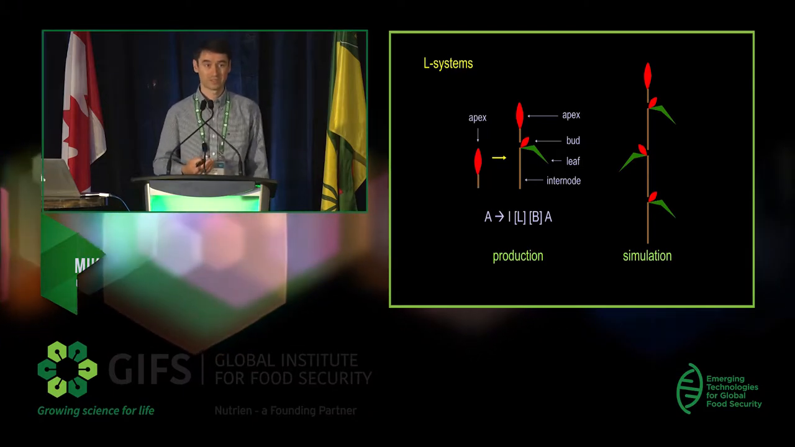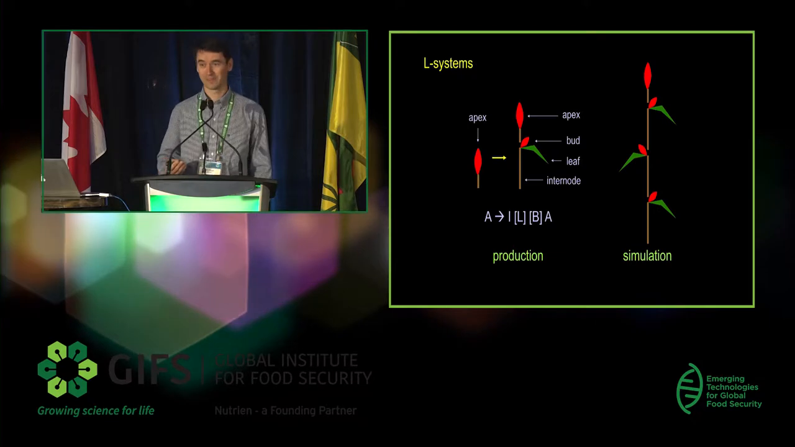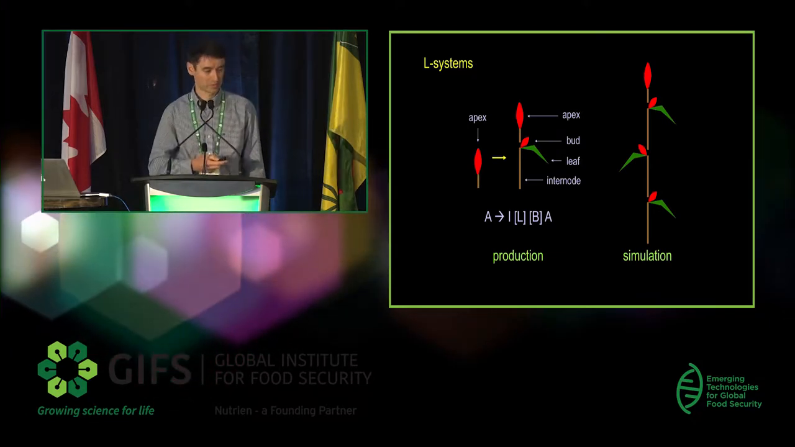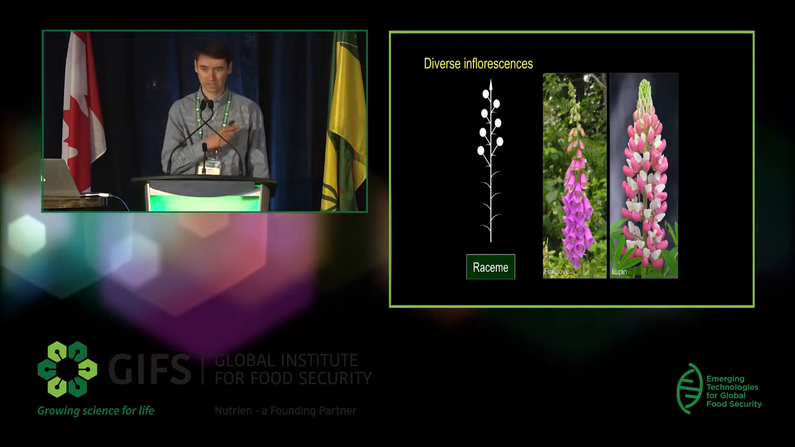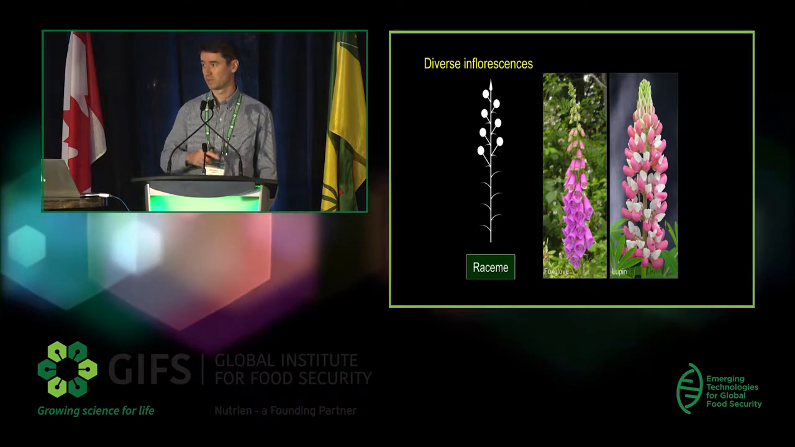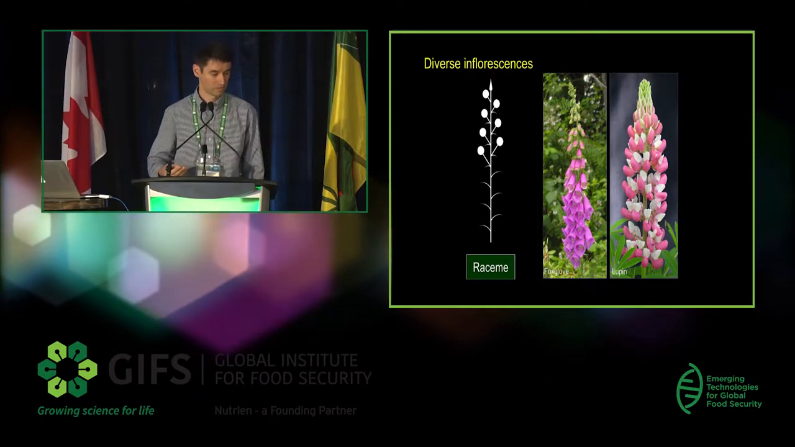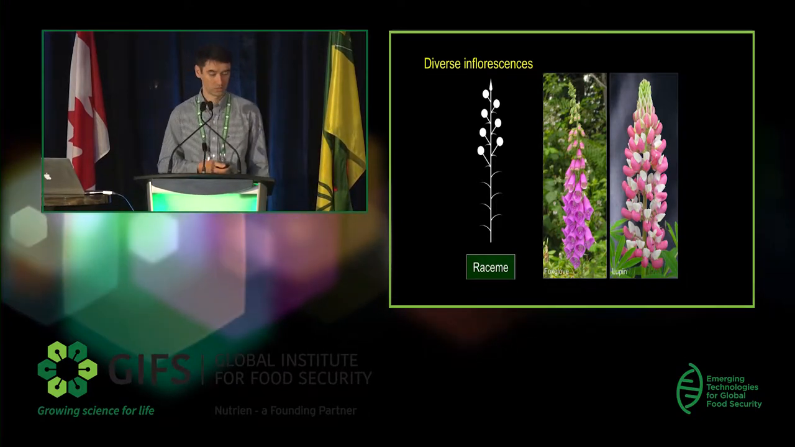Okay, now we can use these L systems to help us study the diversity of plant architecture we see in nature. As an example, I want to start with the diversity of inflorescences. If we take that simple L system I just described and specify that the behavior of lateral apices is to produce a terminal flower, then we can model inflorescences that we see in foxglove or lupin.